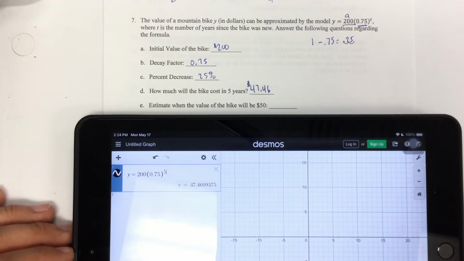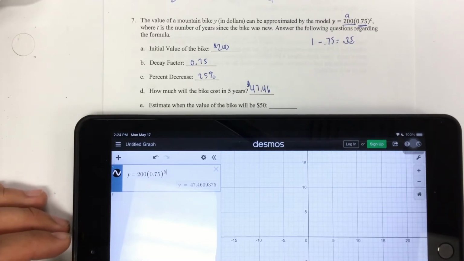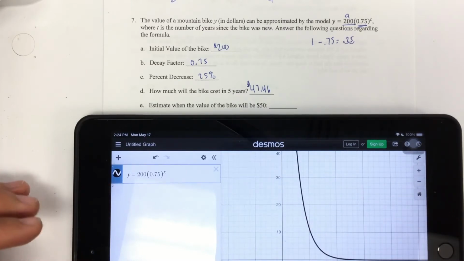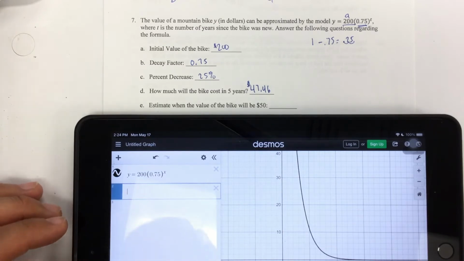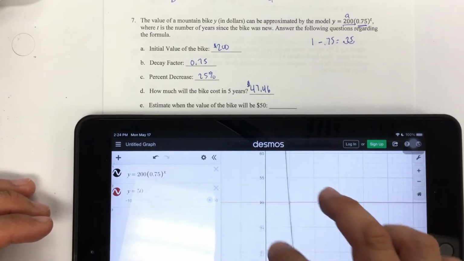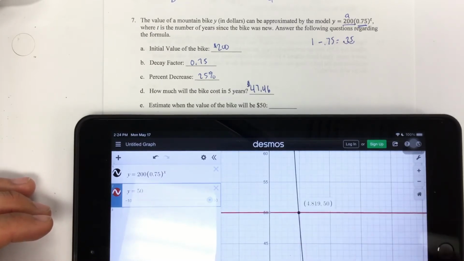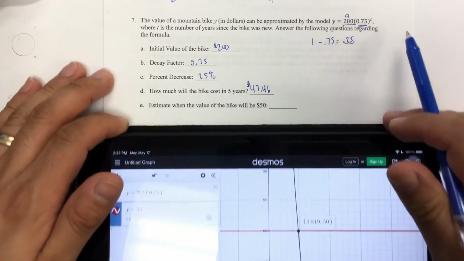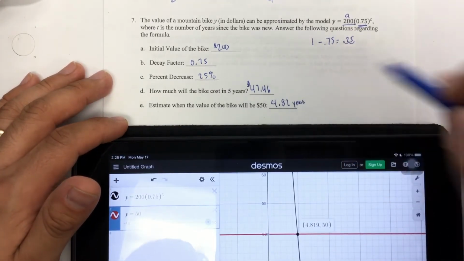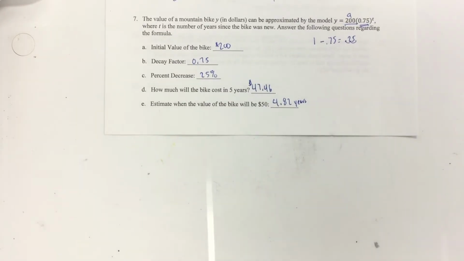Estimate when the value of the bike will be $50. Okay, so let's change this to an x. This is the exponential decay graph because it is getting smaller, 0.75. Then we're going to type in when will it be $50. So y equals 50. All right, and let's get there. Okay, so right here at this intersection, when we touch it, we can see that in 4.819 years, it will decrease to $50. So we're just going to put 4.82 years. All right, and there's that problem. All right, let's keep going.